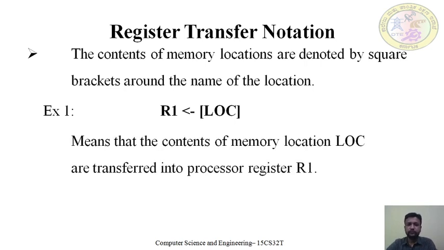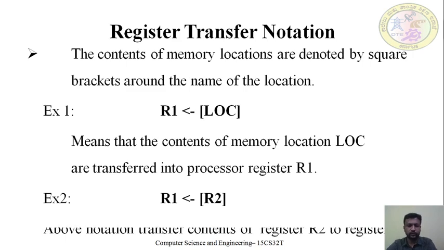So it means that the contents of memory location LOC are transferred into register R1. Let's take one more example, that is R1 left arrow square bracket R2. So in this case both are registers. Left side also R1 register, right side also register R2. The square brackets represent the contents. Here the contents of register R2 are transferred to register R1. So this expression or notation transfers the content of register R2 to register R1.